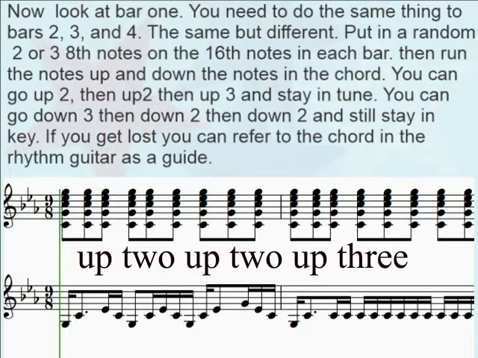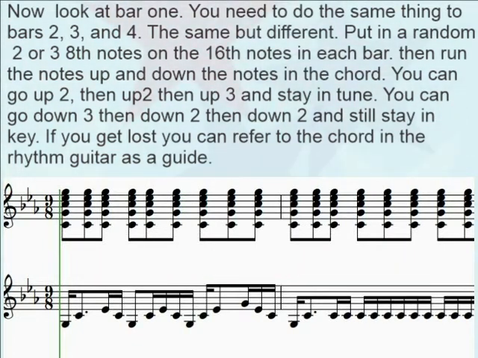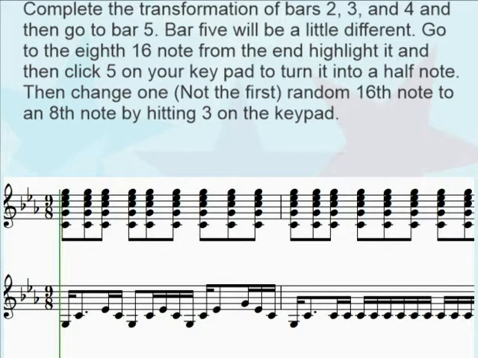You can go up 2, then up 2, then up 3, and stay in tune. You can go down 3, then down 2, then down 2, and stay in key. If you get lost, you can refer to the chord in the rhythm guitar as a guide. Complete the transformations of bars 2, 3, and 4, and then go to bar 5.